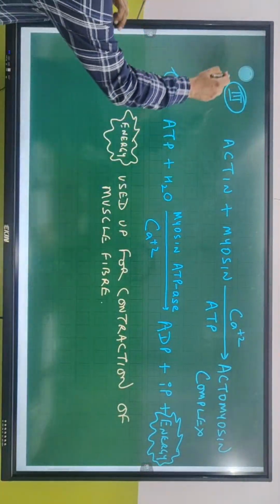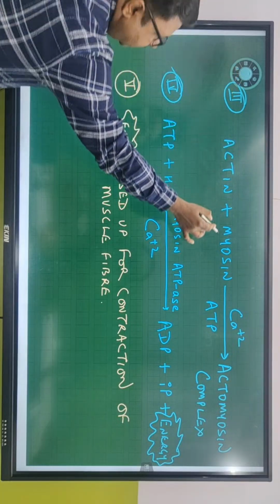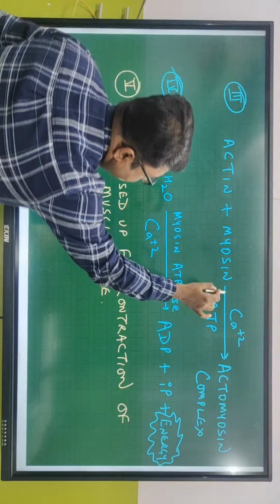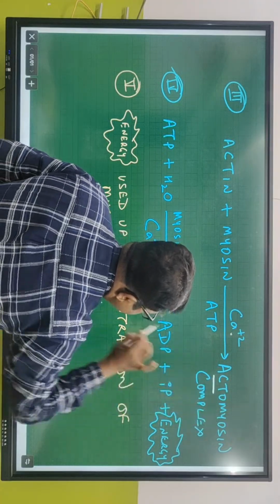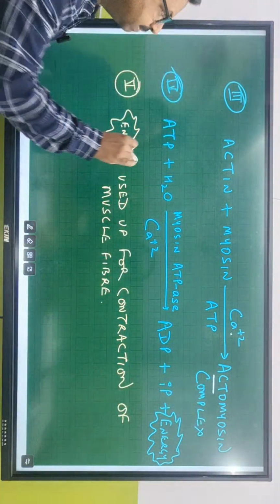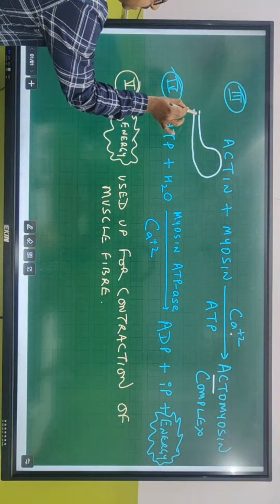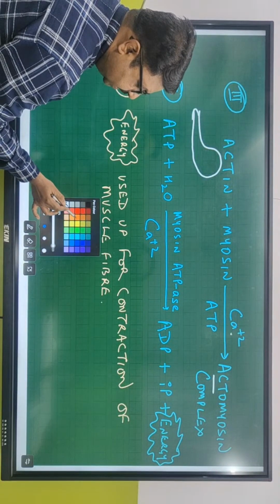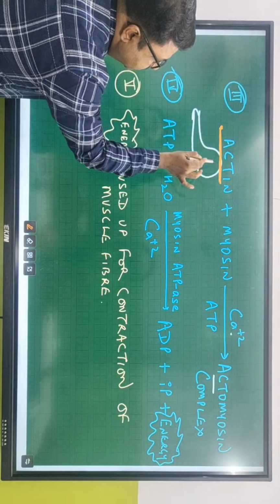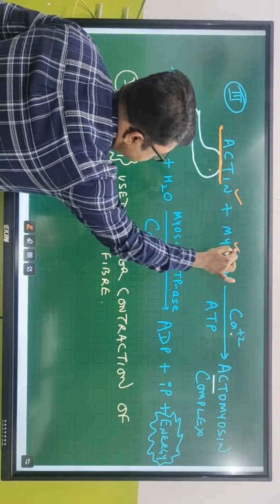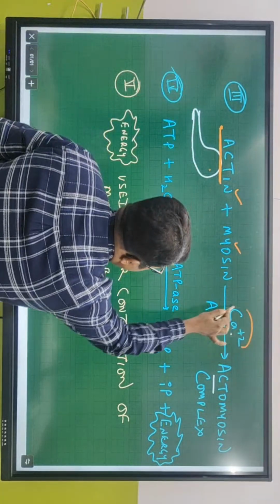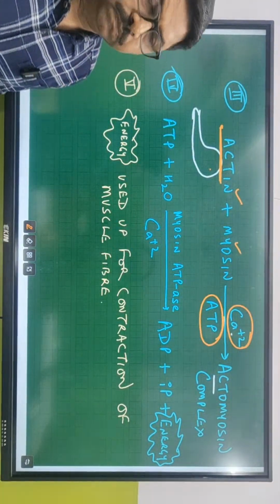So actin plus myosin, in the presence of calcium ion and ATP, is going to make what? Actomyosin complex. What is the actomyosin complex? This is myosin and this is actin. It is just a connection between actin and myosin. This actomyosin complex can only be achieved in the presence of calcium ion and with the help of ATP.